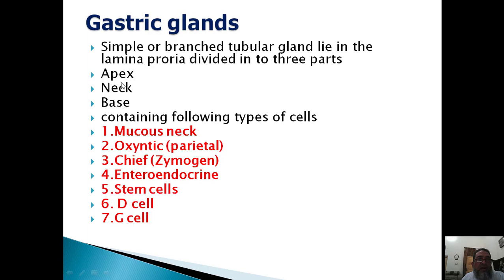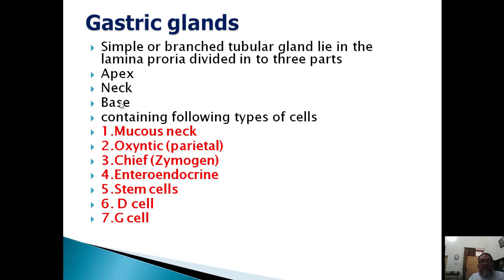The apex, neck, and base. The apex is superficial, toward the luminal side. The neck is the narrow part, and the body or base is toward the lamina propria. It is an elongated funnel shape, so it is the base.